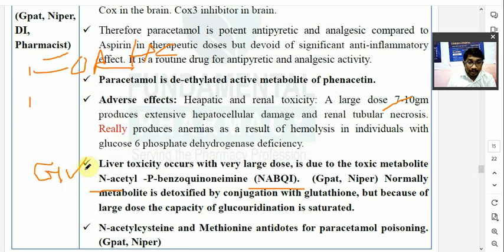Why? Because this metabolite, N-acetyl-para-aminobenzoquinone imine, reacts with the proteins and amino acids and cells of your liver, those containing the SH group, the sulfhydryl group.